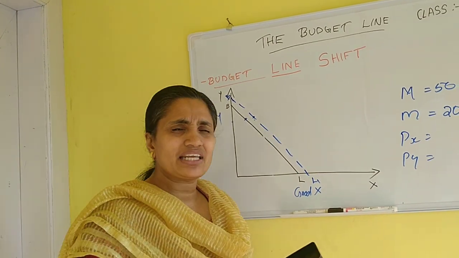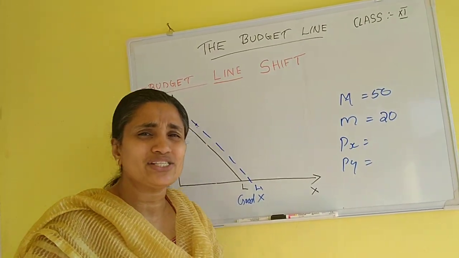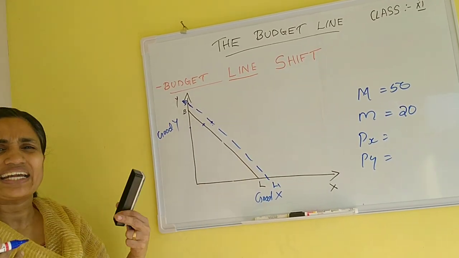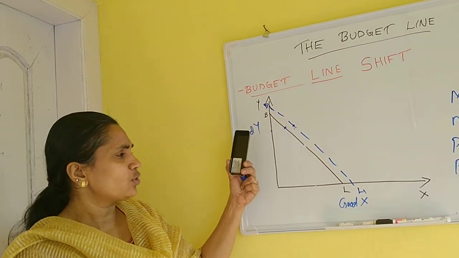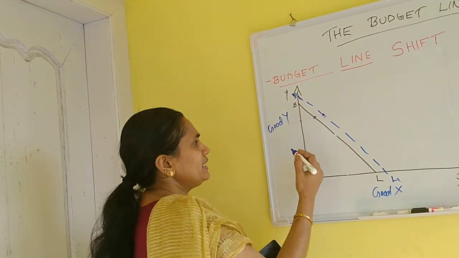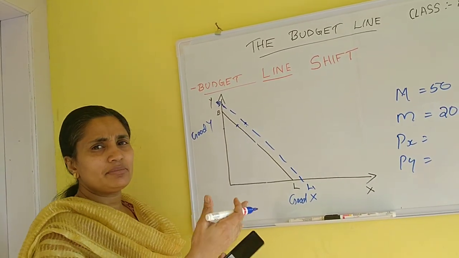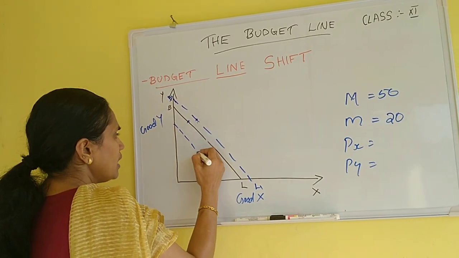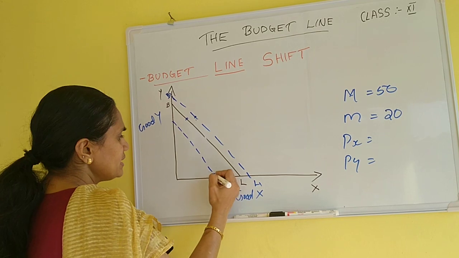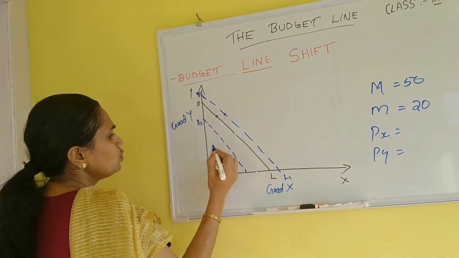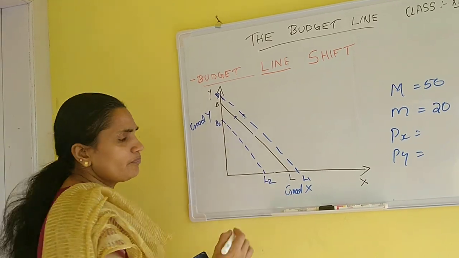When the income decreases, the consumer is not able to consume the previous combinations. So the consumption will decrease, whether good X or good Y, the consumption will reduce. So in that case, the budget line will shift downward. See this, the budget line comes downward. There is a downward shift of budget line B2 L2.